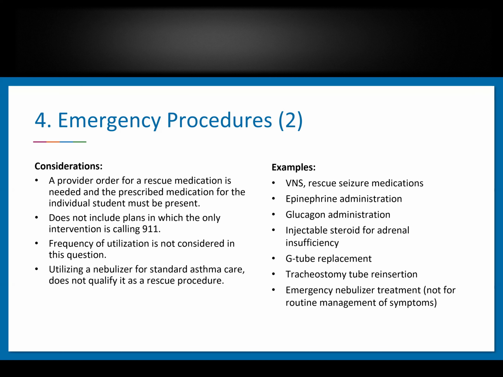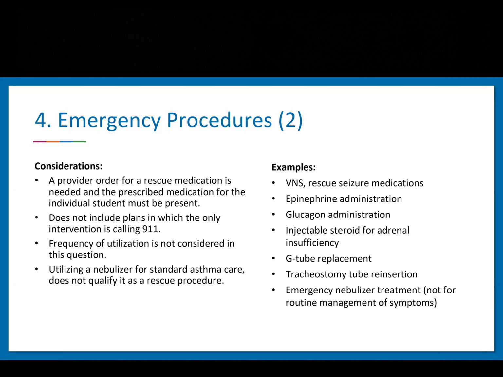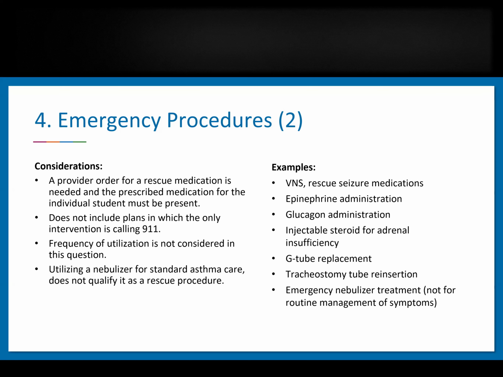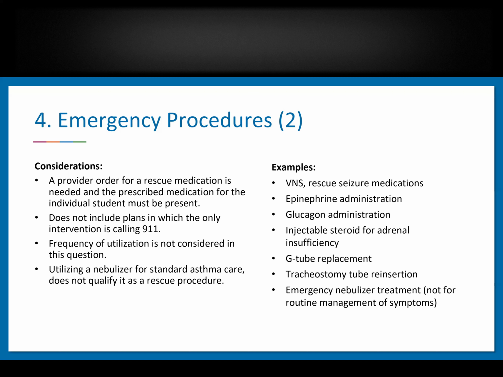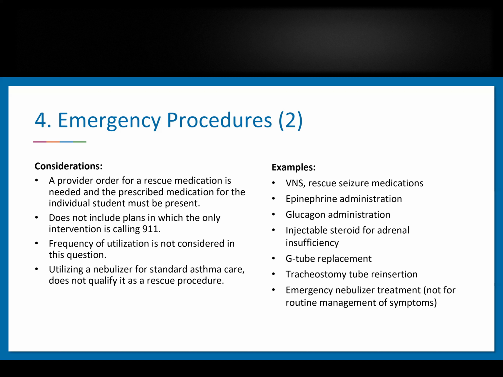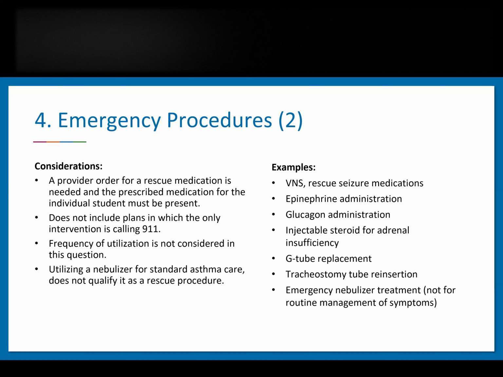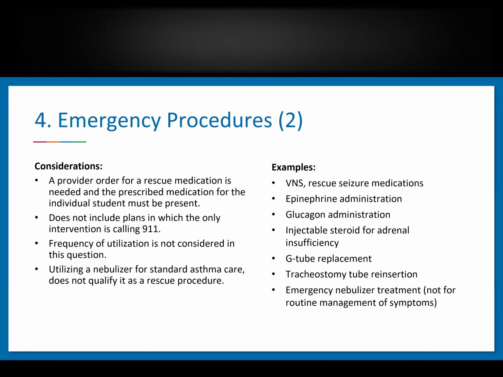Utilizing a nebulizer for standard asthma care does not qualify as a rescue procedure. Some examples, and this list is inclusive: VNS, rescue seizure medications, epinephrine administration, glucagon administration, injectable steroid for adrenal insufficiency, G-tube replacement, tracheostomy tube reinsertion, unscheduled emergency nebulizer treatment. Double counting alert: if a point is indicated here for an emergency intervention, do not award a point for the same tasks in line 5 for complexity.